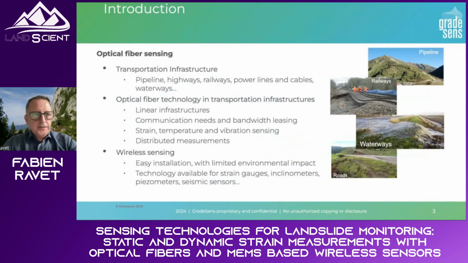Okay, so let's start. And let's talk first about optical fiber sensing. When we talk about optical fiber sensing and distributed sensing, very often we are talking about transportation infrastructures. So transportation infrastructures are pipelines, highways, railways, power lines and cables, waterways, any linear long distance structure that is used for basically communication of people, product, energy, and so on.